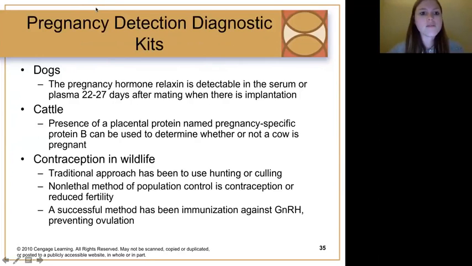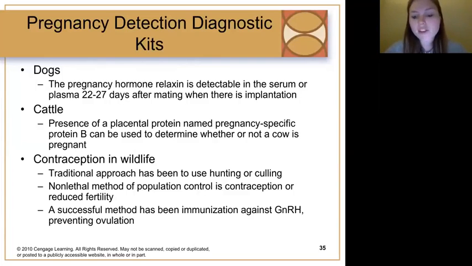So there are several pregnancy detection diagnostic kits. In dogs, the pregnancy hormone relaxin is detectable in the serum 22 to 27 days after mating, which by that point you're already a little bit into the pregnancy gestation period. In cattle, there's the presence of a placental protein that can be used to determine whether or not a cow is pregnant.